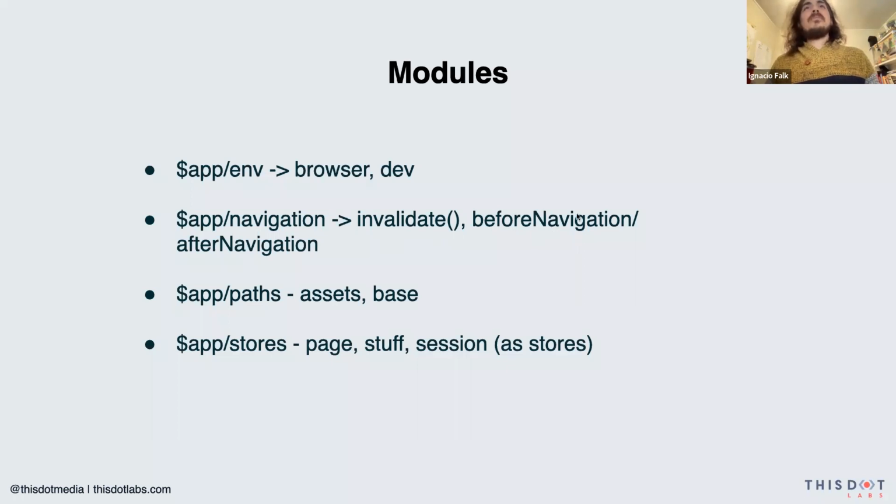We also have some events like before navigation and after navigation. Then we have path, which will provide the path of the assets or the base path, and stores that we know are reactive, that can provide information about the page, the stuff, or session. Those are provided as stores. So these are reactive values that you can use to add some behavior.